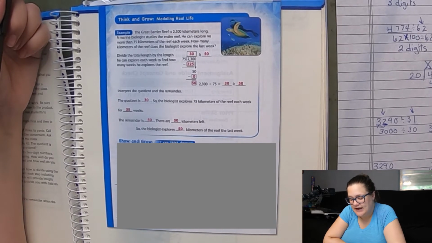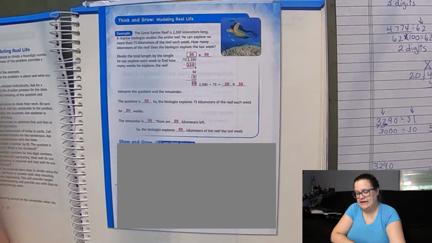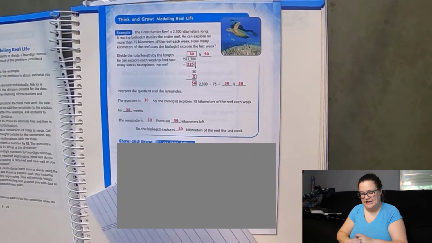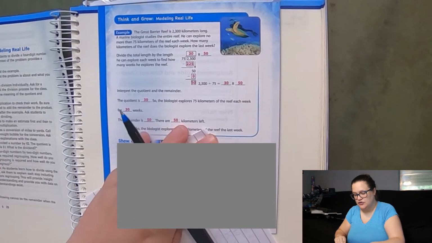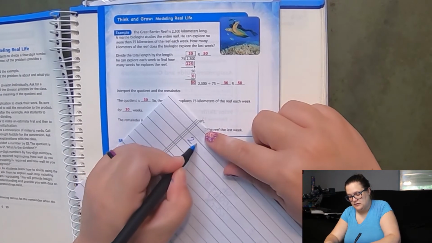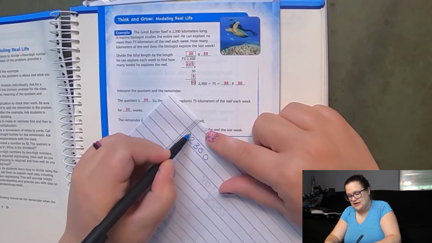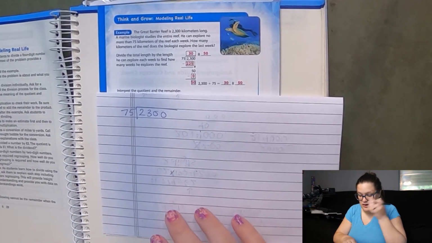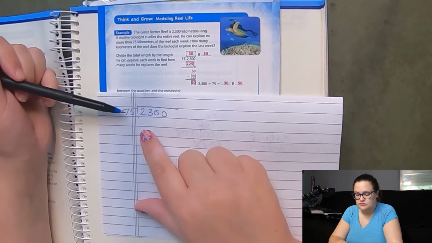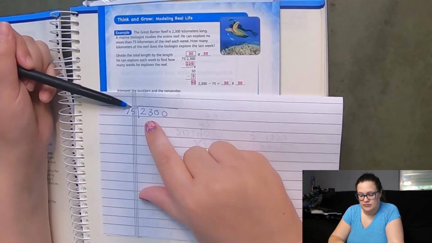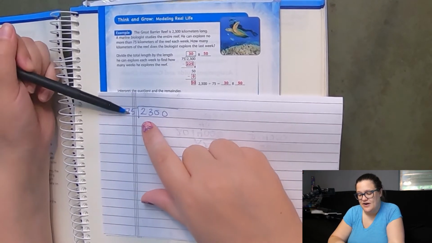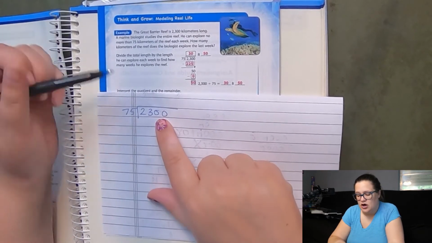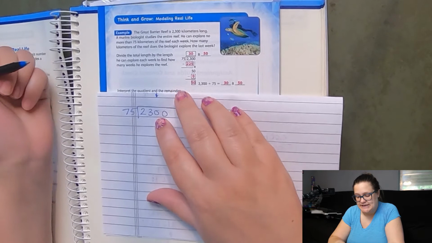Okay, so we're going to divide that total length by how much he can explore each week. So the total length was 2,300, and he can explore 75 each week. Alright, so now 75 cannot go into 2. 75 also cannot go into 23, right? Because 75 is bigger. So our first digit is going to be here in the tens place.